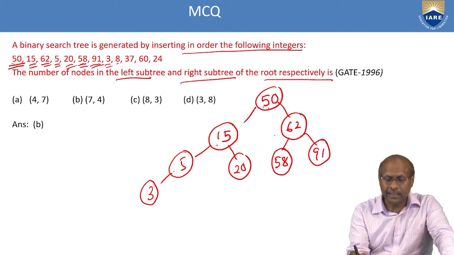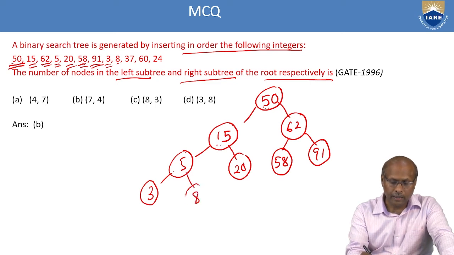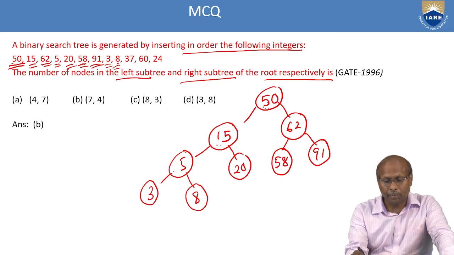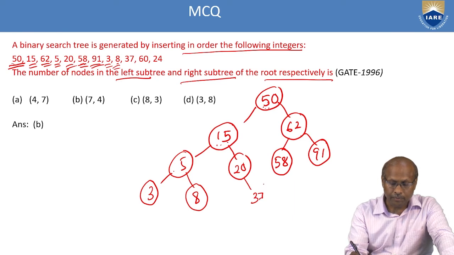Similarly, 8. 8 is less than 50, less than 15, but greater than 5. So here, right. Then 37. 37 means what? Less than 50, greater than 15, greater than 20. So 37 will be right side.